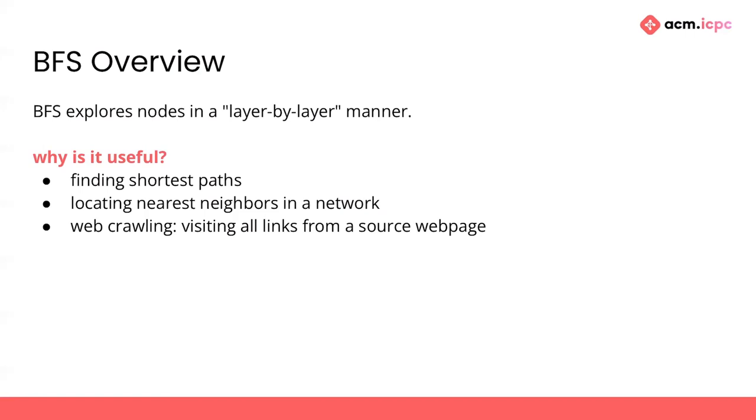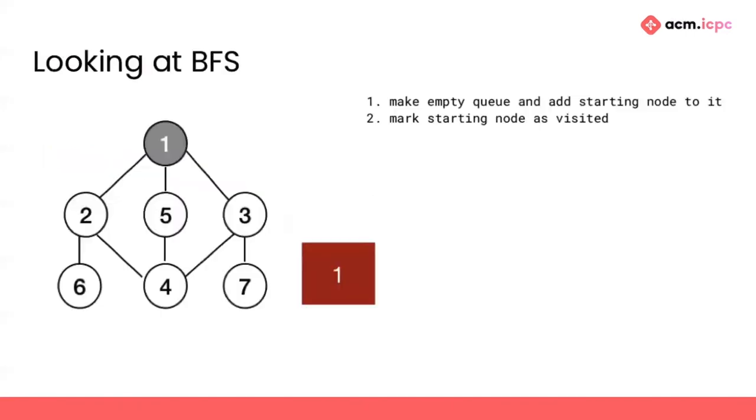Okay. So for web crawling, you start off from a link and you want to visit all links starting from that source. A lot of times the BFS algorithm is used for this purpose, and there are many other purposes for it. Now here's an animated, visual look at how BFS works.